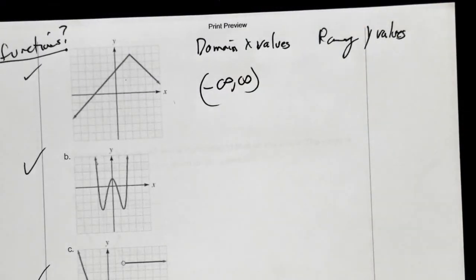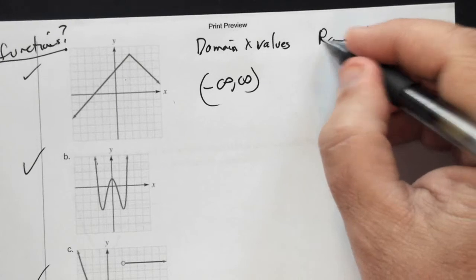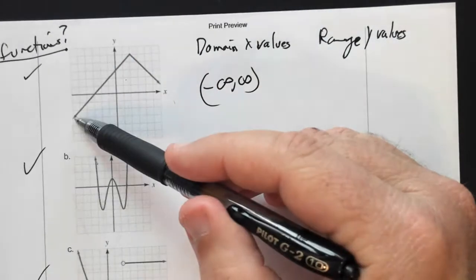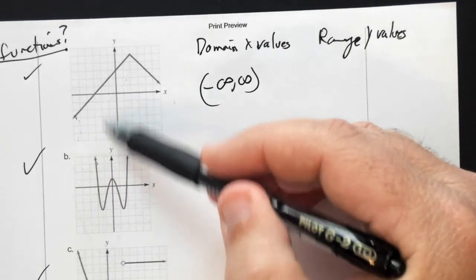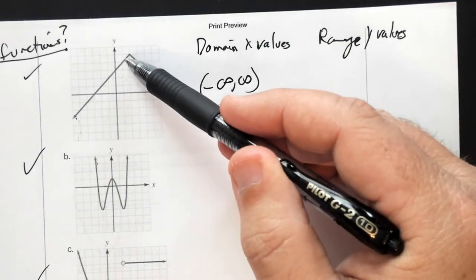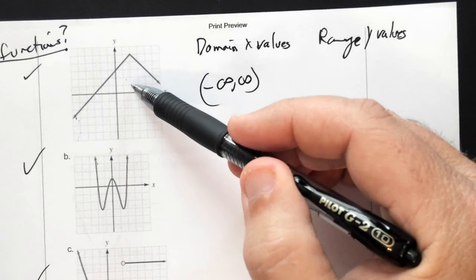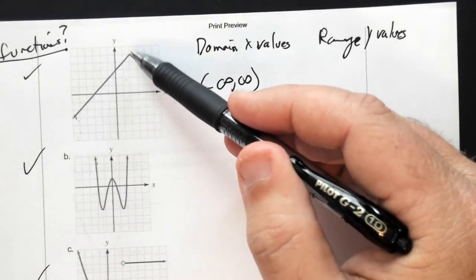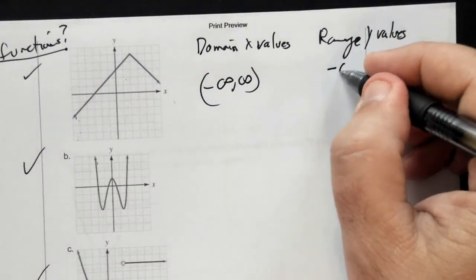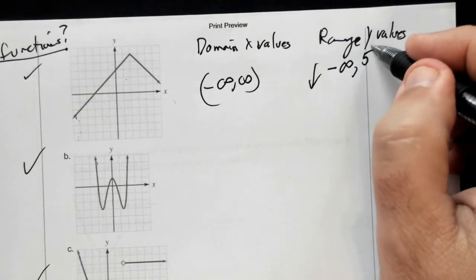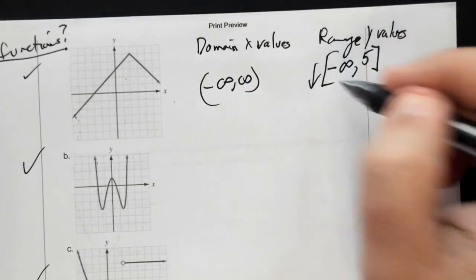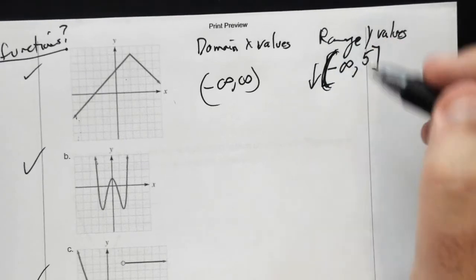Now my range is a little bit different. Okay, my range, notice this arrow is going all the way down. So it goes forever down. But there's a top point. Here's my top point. It's at 1, 2, 3, 4, 5. So my range goes from negative infinity, that's going down, all the way up to 5. And that 5 is included. Whoops, infinity is never included, so it's parentheses.